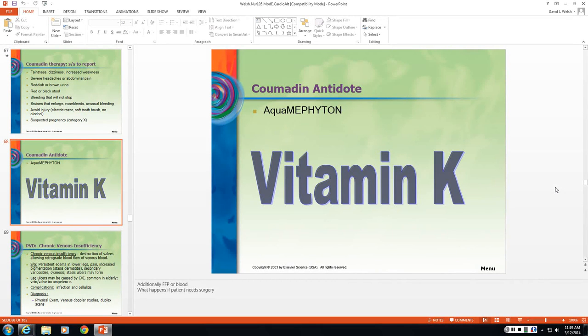Now, if a patient needs surgery, a lot of times they're going to stop the Coumadin therapy ahead of time, usually give them fresh frozen plasma or blood products to try to coagulate their blood a little bit more.